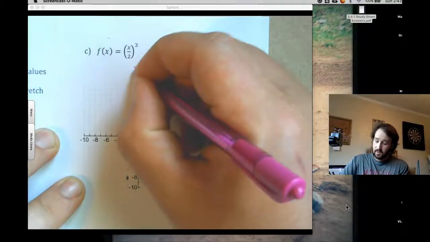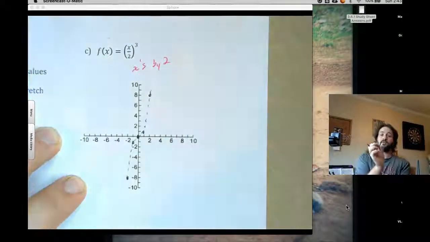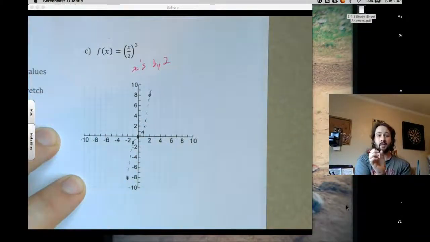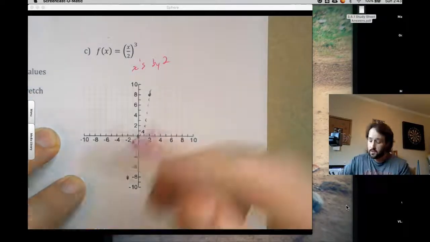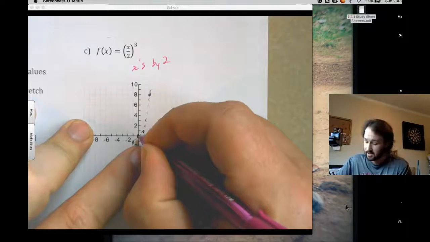So I'm going to multiply x's by a factor of 2, and it's going to stretch them out. Since horizontal is the x direction, it's going to horizontally stretch by a factor of 2. So I'm going to take all of my x values and multiply by 2. My y values are going to stay the same this time.